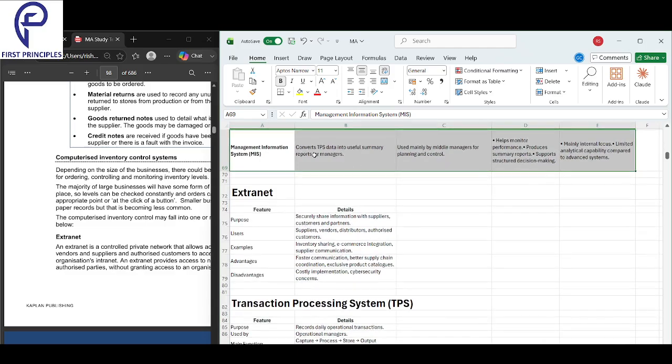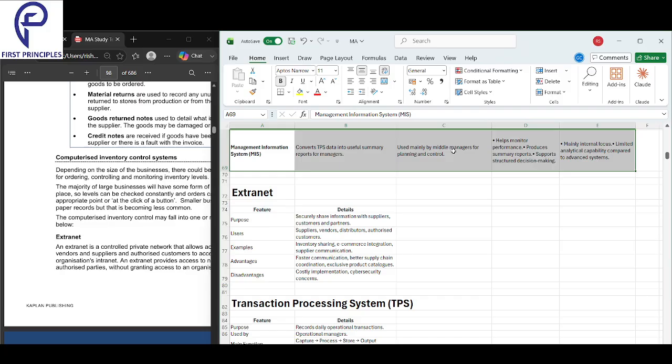They don't have all the capabilities. So we understood mainly what it does. It takes TPS and converts it into some summarized version for decision making, mainly used by middle managers. It's used to monitor performance, and mainly it is internal focus. It has very limited analytical capability compared to advanced systems.